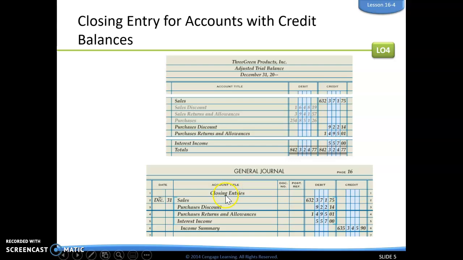And so when we look at our actual closing entry, notice it's a lot like our adjusting entries. We have this label of closing entries up here at the top. We are going to close those 4 accounts that have credit balances, and to close them, we are going to debit those accounts. So that's why we have those 4 listed first with debits, and then we are going to credit our income summary for the total amount.